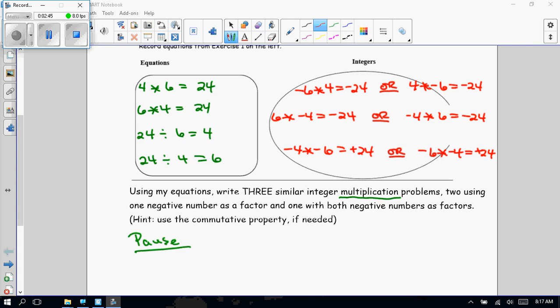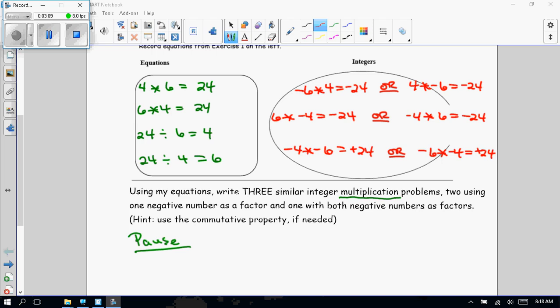Then the last one did say that they had to both have negatives. And so I have negative 4 times negative 6 is positive 24. Or again, you could have used the commutative property and flipped those around and had negative 6 times negative 4. All right, so those are my 3. Check to see if you have the same ones. If not, hit pause again and fix them. Make sure that you have the right ones.